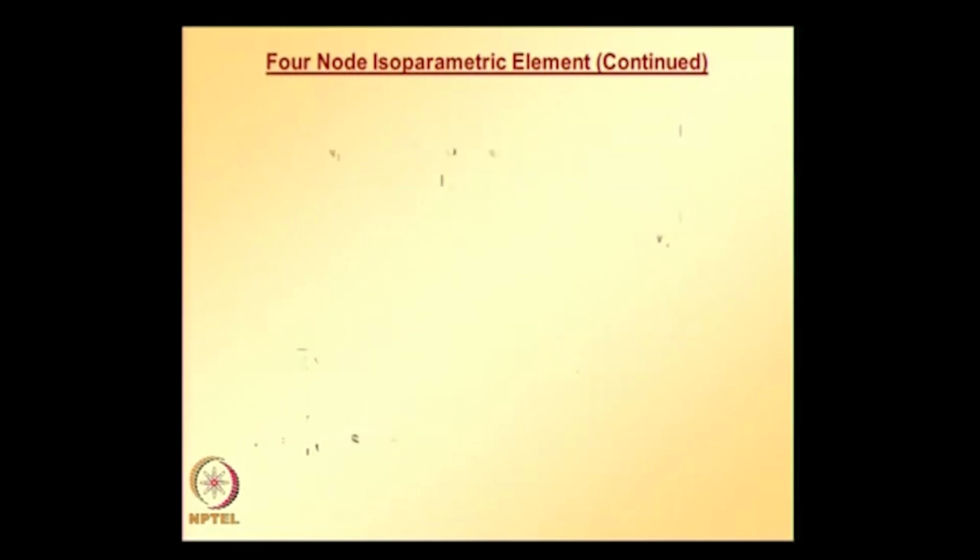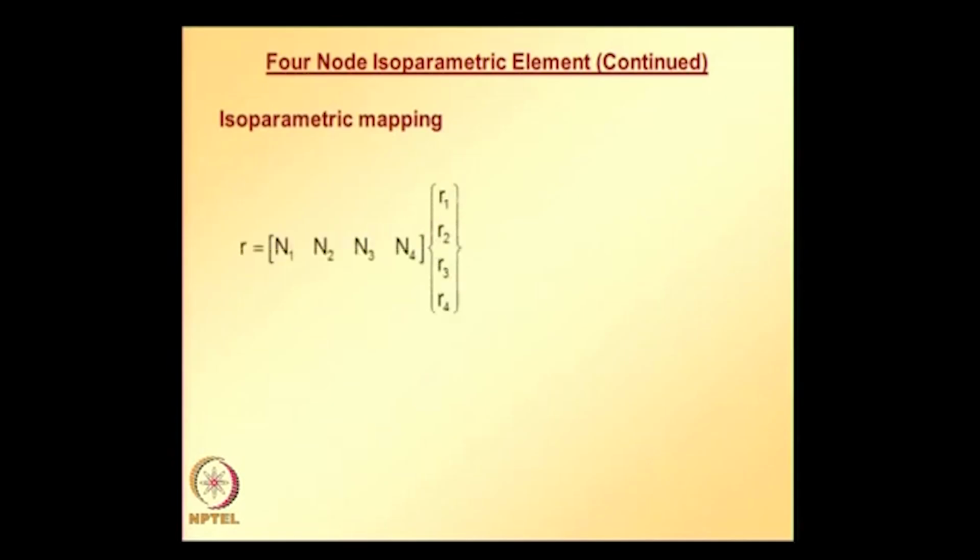And now isoparametric mapping. Using the isoparametric mapping concept, we can write the coordinate r at any point in terms of the radial coordinates of all the 4 nodes, and also the parent element shape functions. Similarly, the z coordinate can be written in this manner, and these two equations we require for calculating the Jacobian and determinant of Jacobian.